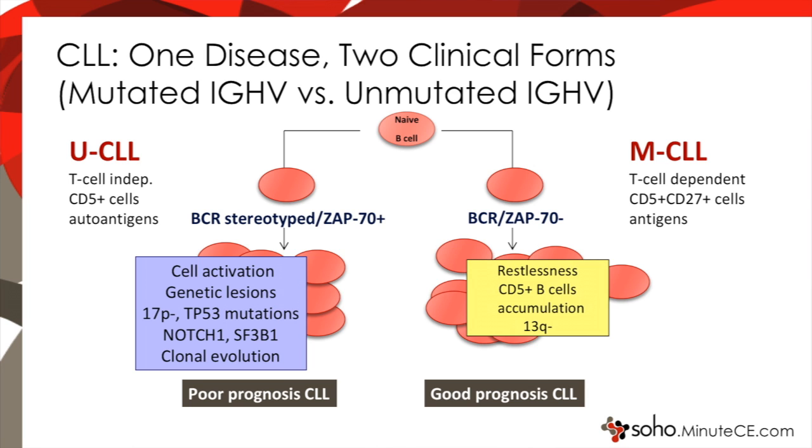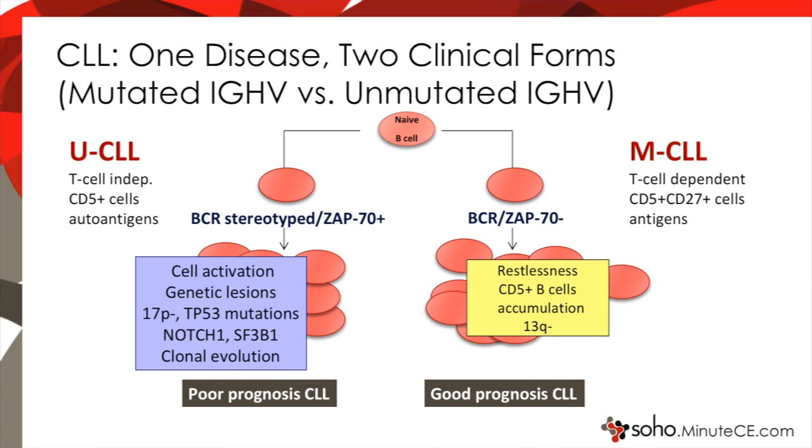It is important to keep in mind that in CLL there are two main forms of the disease based on the mutational status of the IGHV genes. In the case in which those genes are unmutated, there is cell activation, an increase in genomic instability, appearance of deletion 17p, mutations of p53 and others such as NOTCH1, SF3B, etc.